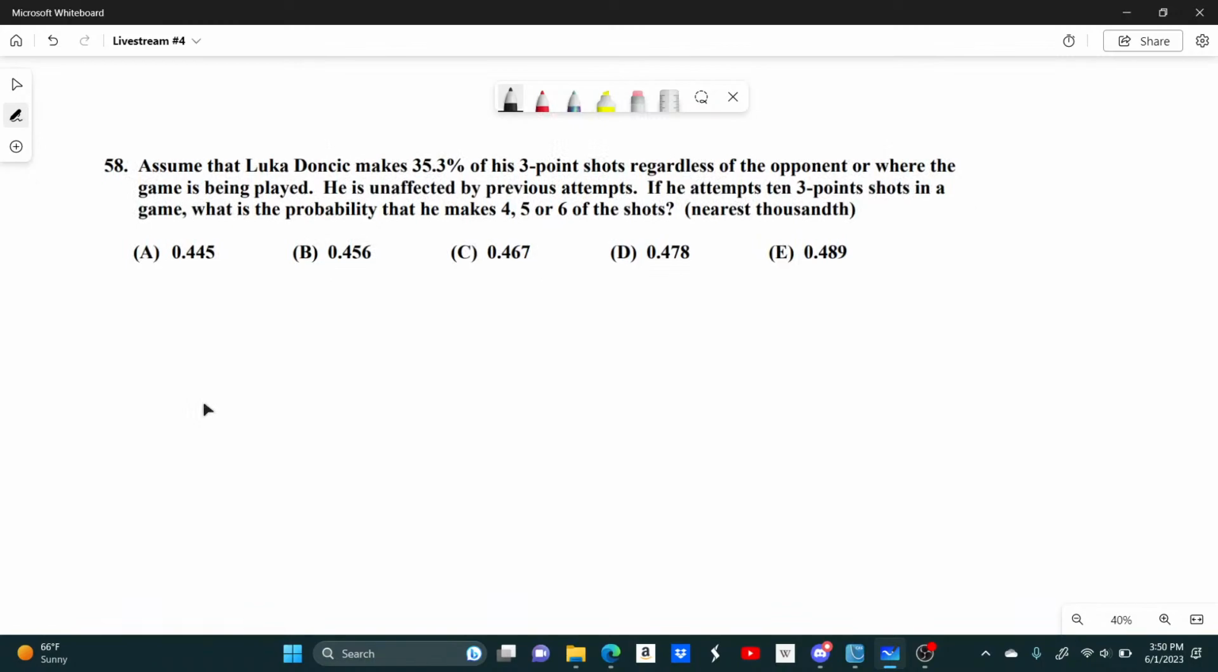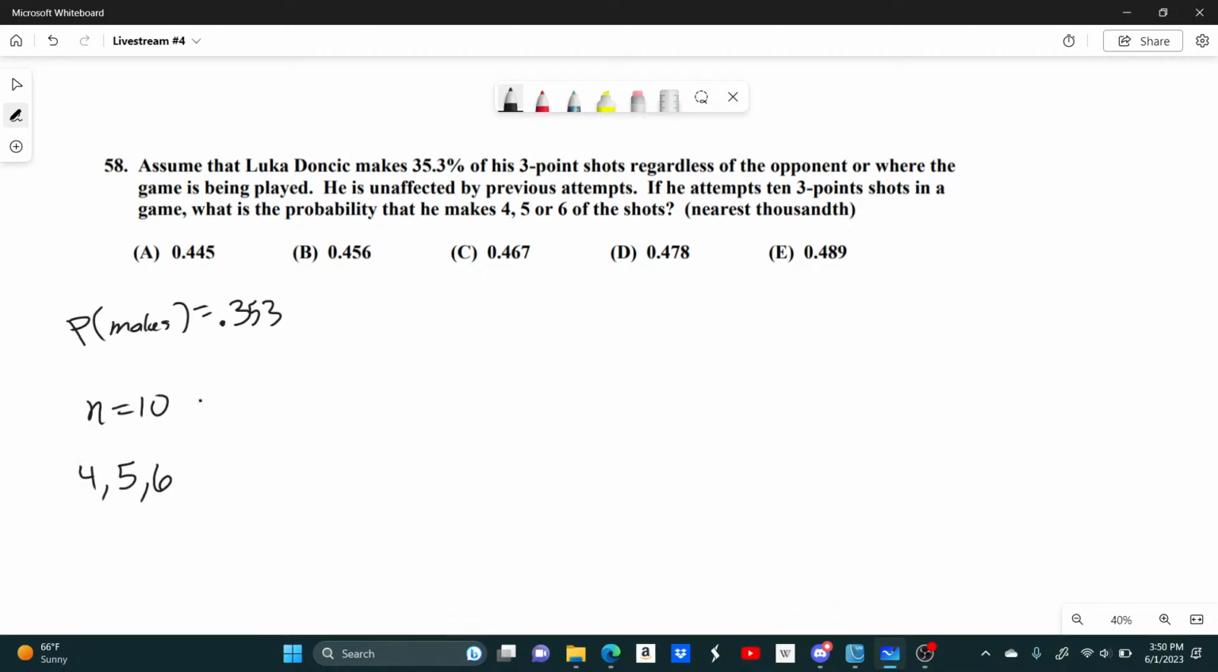All right, assume that Luka Doncic makes 35.3% of his three-point shots, regardless of the opponent or where the game is being played. He is unaffected by previous attempts. If he attempts 10 three-point shots in a game, what is the probability that he makes 4, 5, or 6 of those shots? Okay, so the probability that he makes one is 0.353, and he attempts 10 shots. You basically want to find the probability that he makes 4, 5, or 6 shots.